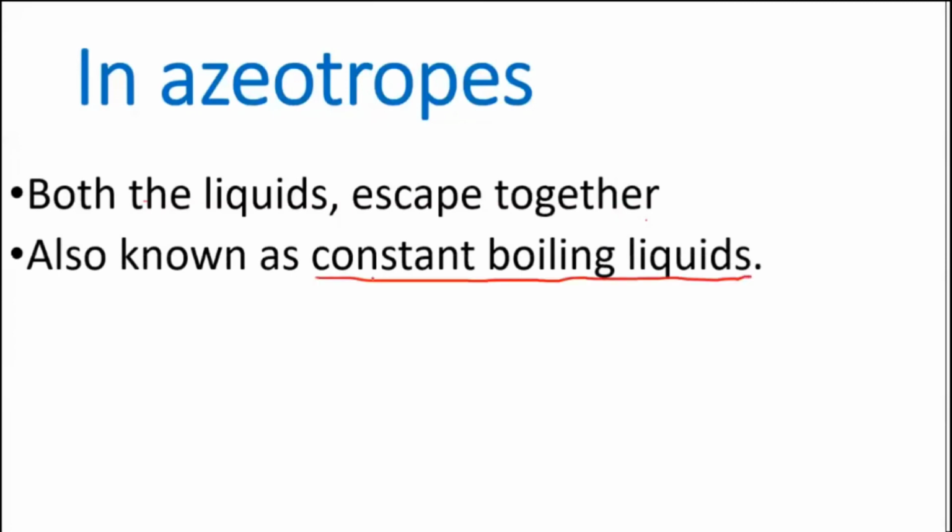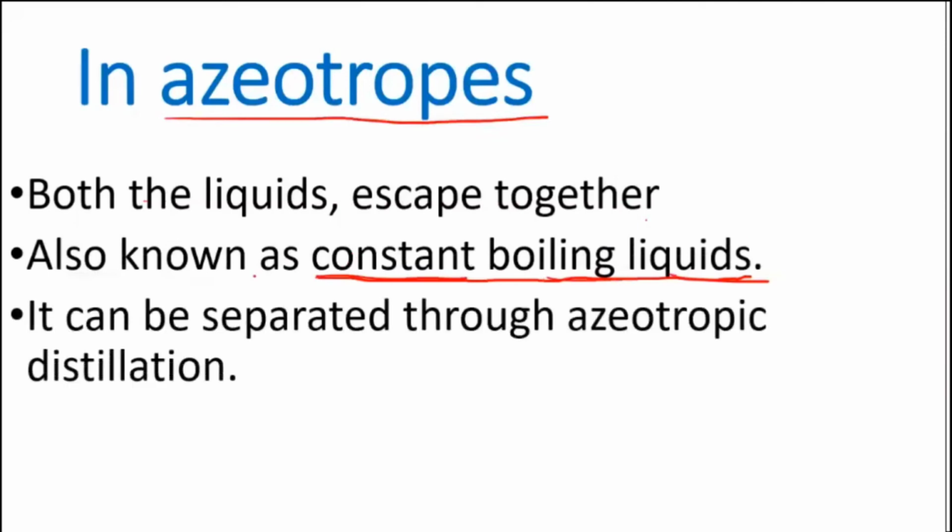Okay, so they are also called constant boiling liquids. This is a Greek letter. Azeotrope stands for constant boiling liquid. Okay, and you can't separate them through fractional distillation.